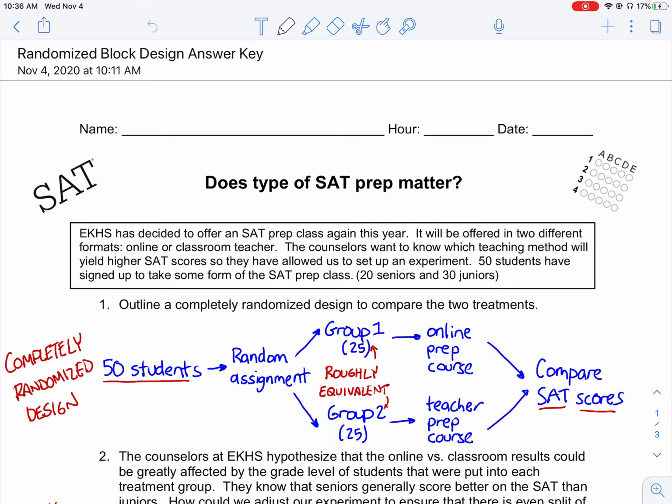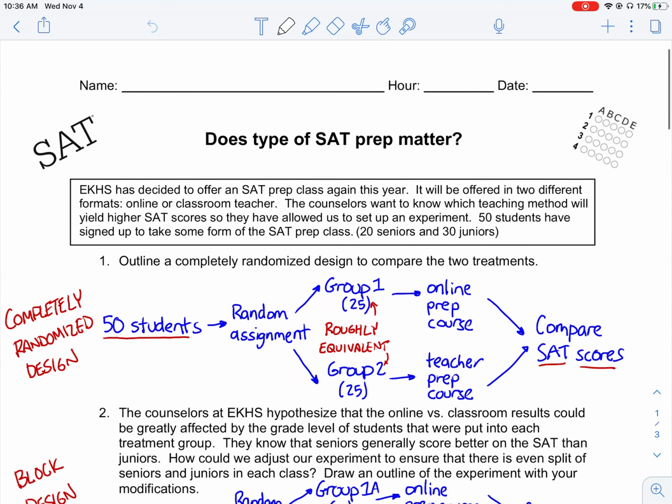I would like you to notice in here that we didn't care if group one was a senior or a junior. We're just grouping them as is. Now, that is called a completely randomized design.